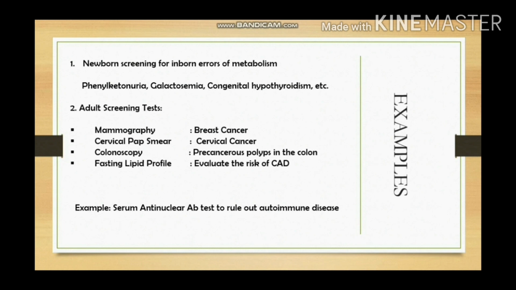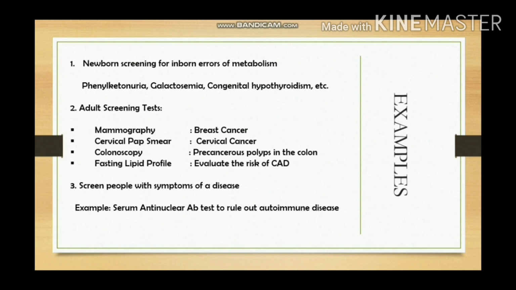For adult screening tests, the examples are mammography, that's done for breast cancer, which is advisable for women above 40 years of age. Cervical cancer is screened using the pap smear, which can be started as soon as 21 years of age until the woman turns 65 years old. Colonoscopy is done to detect or remove precancerous polyps in the colon. Fasting lipid profile evaluates the risk of coronary artery disease. 4 variables are checked in the lipid profile, namely total cholesterol, HDL cholesterol, LDL, and total triglycerides.